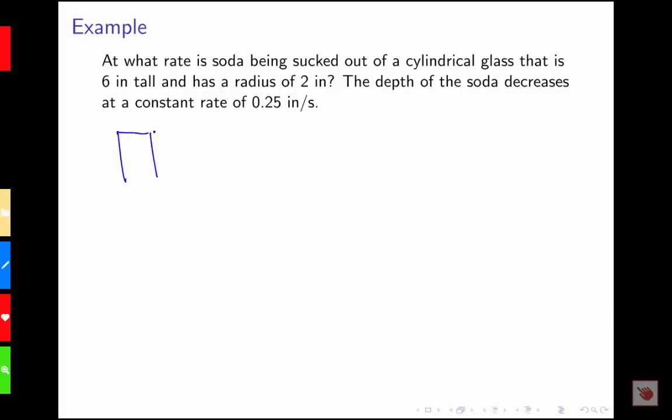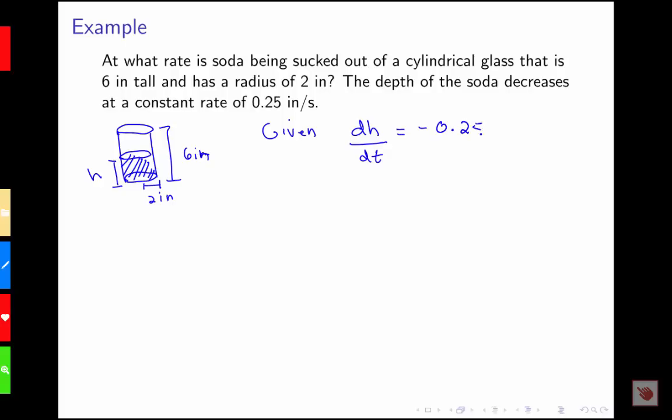We know that in these problems we often want to start by drawing a picture of what we're looking at. So we've got a cylindrical glass. The glass, we're told, is 6 inches tall, and its radius is 2 inches. We're given information about the rate at which the depth of the soda is decreasing. Inside this cylindrical glass we have some amount of liquid whose height at any particular time we can call h. We're given that dh/dt, the depth of the soda, is decreasing at a constant rate. So the rate of change of the height with respect to time is negative 0.25 inches per second, because that depth is decreasing.